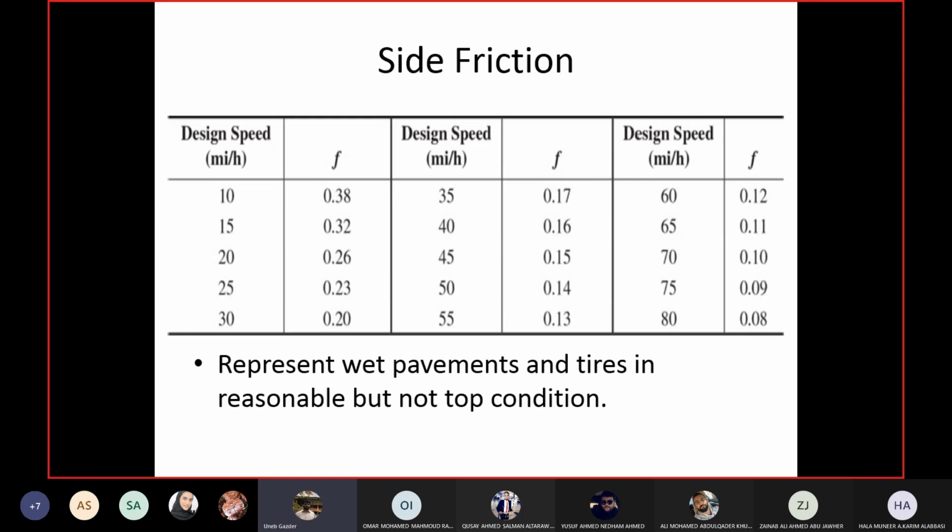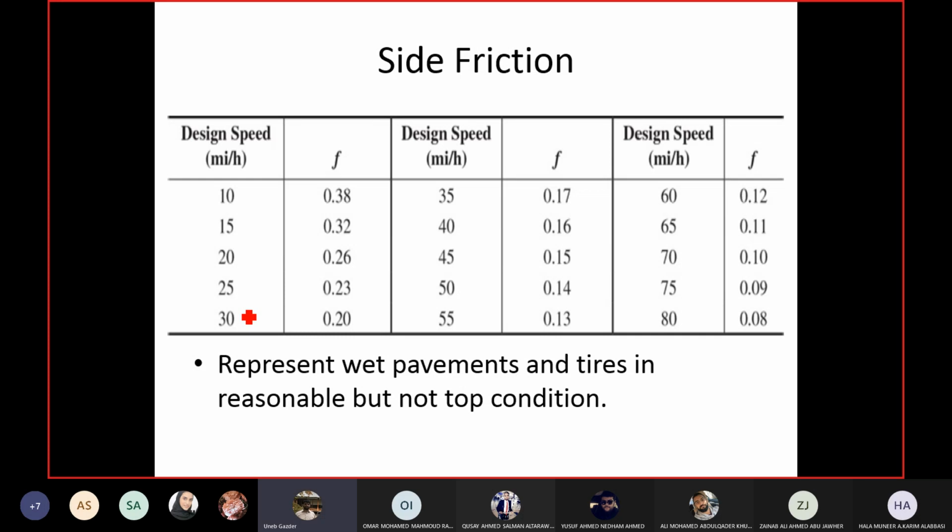These are the coefficients of side friction. Okay, and they depend upon the value of the speed. You can see here, if you compare this table with the table which we have used in the highway engineering textbook, this is much more detailed. It starts from 10 and goes up to 80. That one was I think starting from 20 or something, and you can see the values are given after every 5 miles per hour. In that table, the values were given after every 10 miles per hour. Okay, so this table is more detailed.